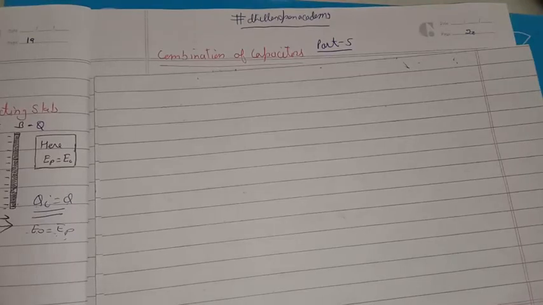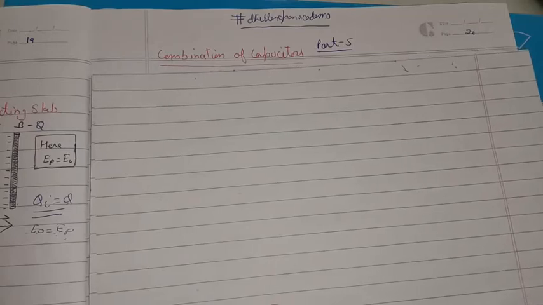Here now we are discussing in part 5, the last of the derivations of this chapter, that is the combination of the capacitors. In the 10th standard, if we remember, we have come across combination of the resistors, where we combined resistors in series and in parallel. Resistors were combined in series to increase their resistance, and in parallel to decrease their resistance.